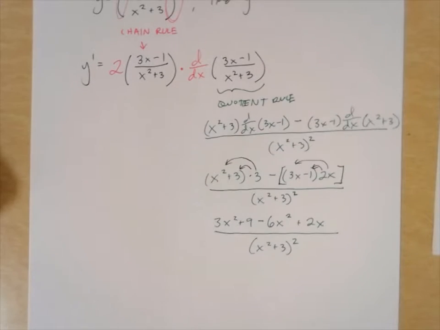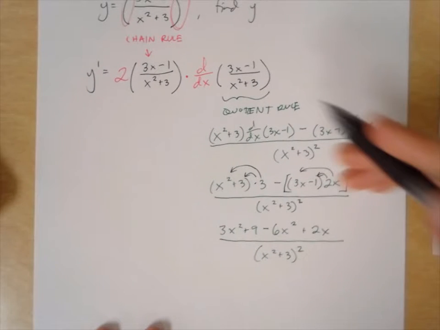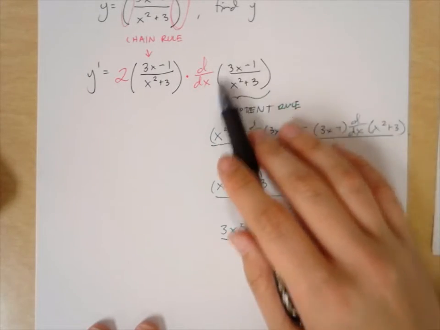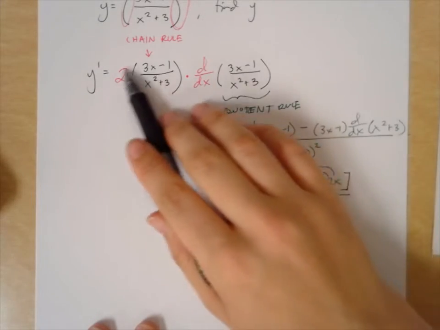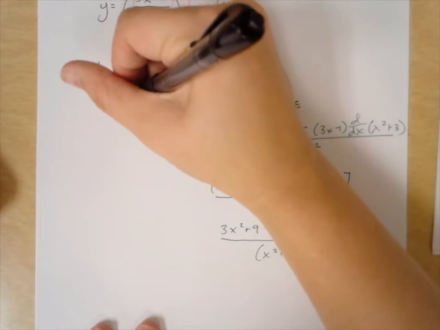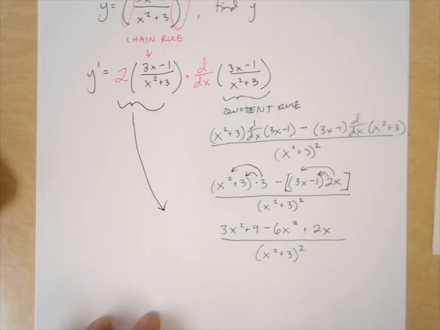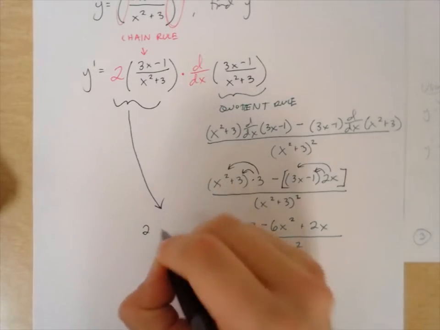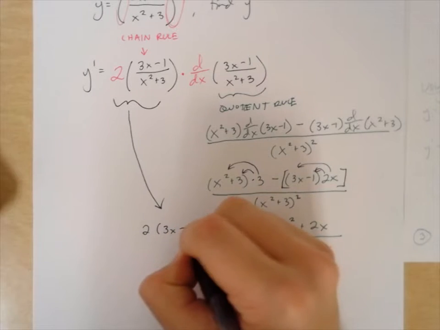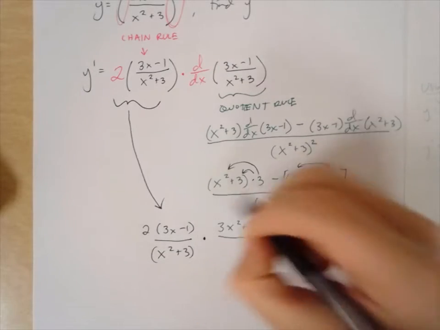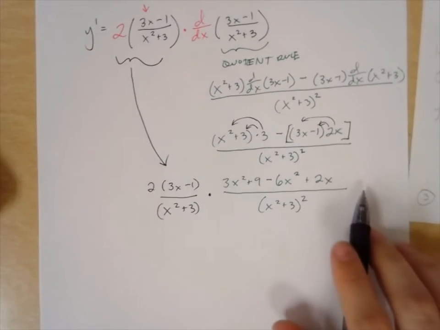But let's not forget about where we started. This whole thing right here is just the second piece of the derivative of this guy. So here's the derivative of this guy, and we're still multiplying by this front piece. So we need to take this front piece and bring it back down. And we still have 2 times 3x minus 1 all over x squared plus 3. We still have that times this whole thing.